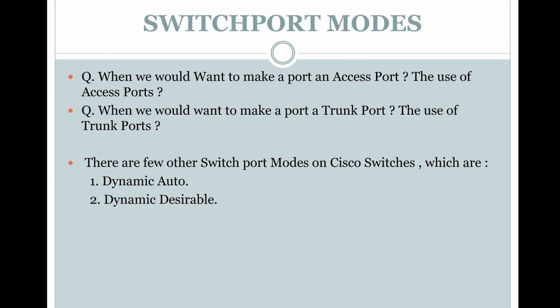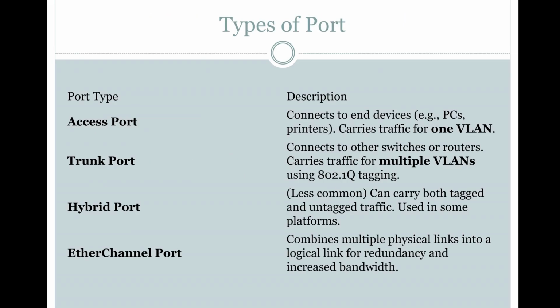Now here we have two things. There are a few other switchport modes on Cisco switches: dynamic auto and dynamic desirable. This is basically when we are forming the trunk, where we have selected the encapsulation, dot1q or ISL. There is a mechanism for negotiating the trunk, dynamic auto and dynamic desirable, so we can form it according to whatever our design or configuration is.